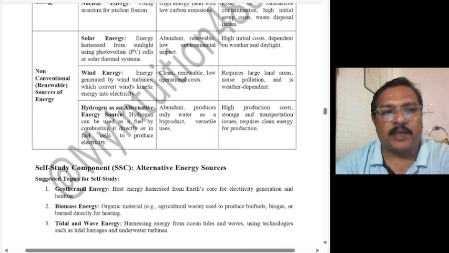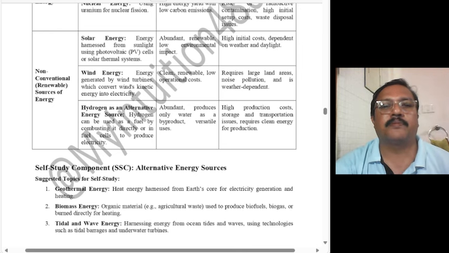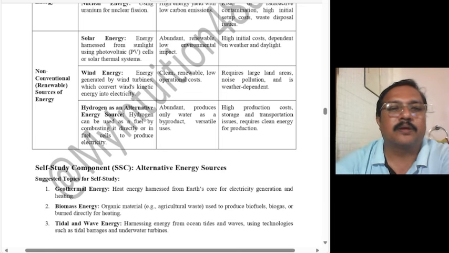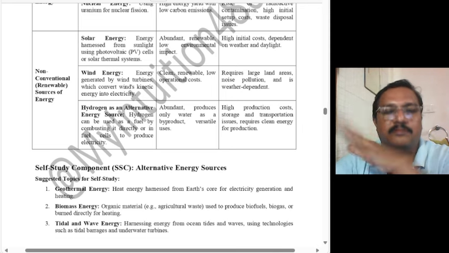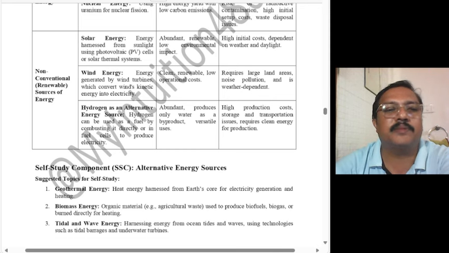But in the same way it has limitations. Large open areas are needed for the turbines to work efficiently, and it causes noise pollution. And also it depends upon the weather conditions: if there is no wind, there is no electricity.